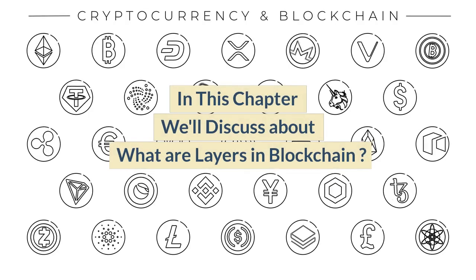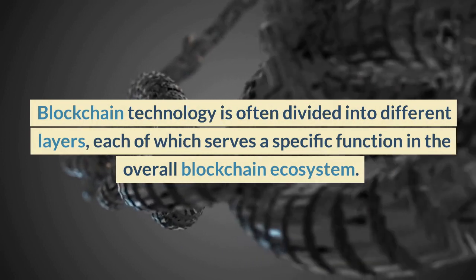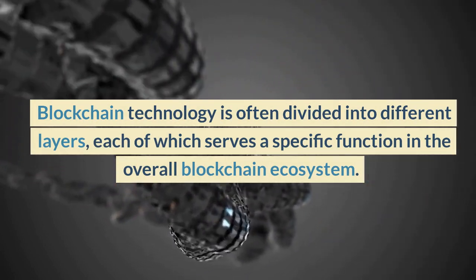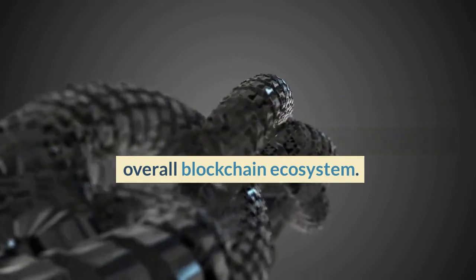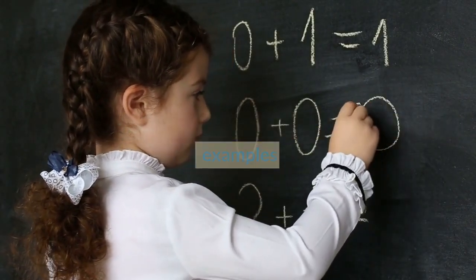In this chapter we'll discuss what layers in blockchain are. Blockchain technology is often divided into different layers, each of which serves a specific function in the overall blockchain ecosystem. Here is an explanation of each layer along with some examples.